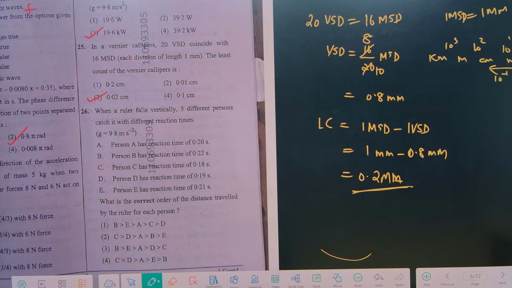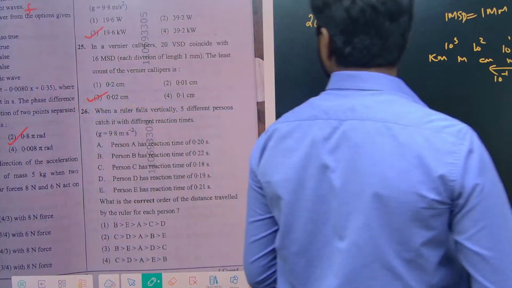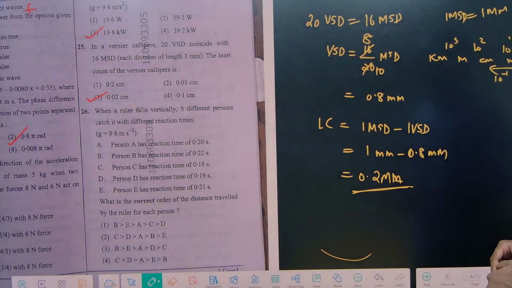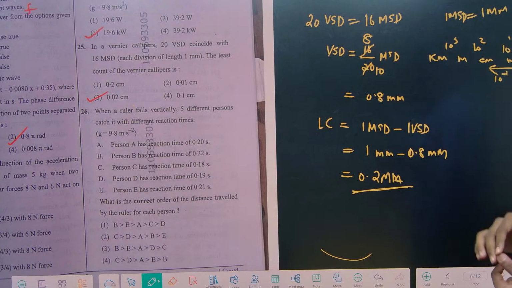Done. When a ruler falls vertically, 5 different persons catch it with different reaction times. Which one is the correct distance travelled by the ruler for each person? Person A reaction time is 0.20, person B is 0.22, person C is 0.18, person D is 0.19, person E is 0.21.